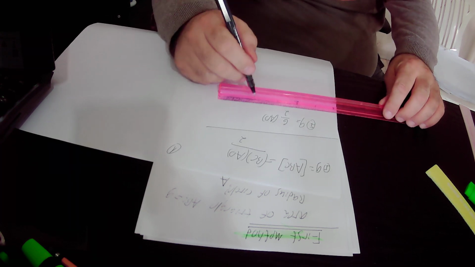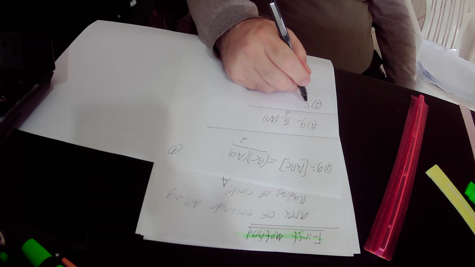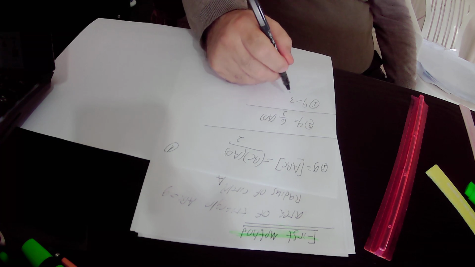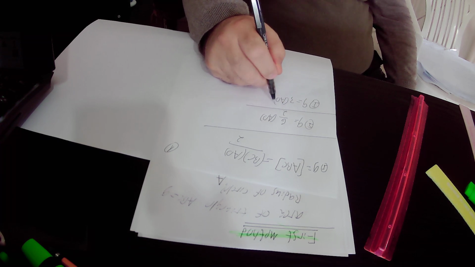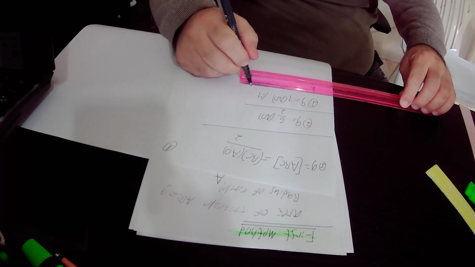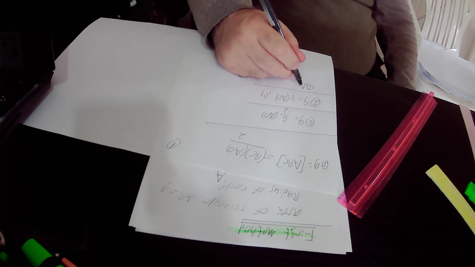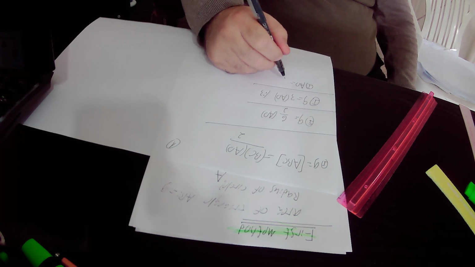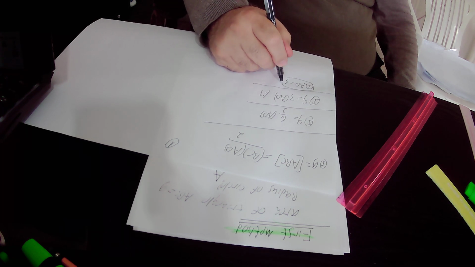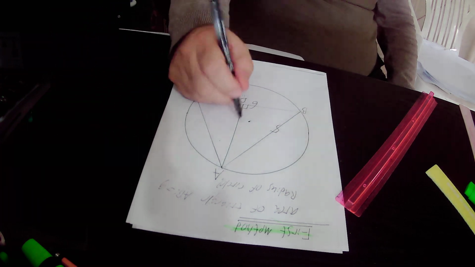6 over 2 is 3, so we found out that according to equation number 1, 9 equals 3 times AD. Here we'll divide this equation number 1 by 3, and we'll get that AD equals 9 over 3 is 3. AD equals 3 units. So we found out here that AD equals 3 units.